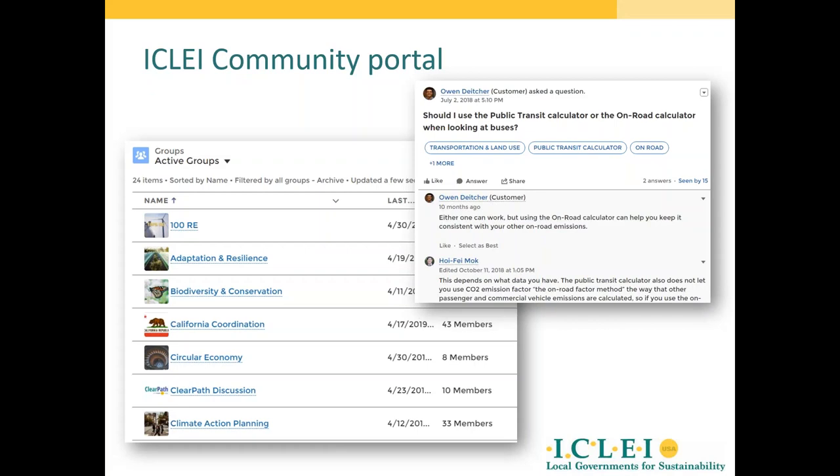Another important part of the way we work with cities is through our online community, which is a space where cities organize different topics, and cities can go in there and ask questions, share information with one another, as well as ask information of our technical experts.